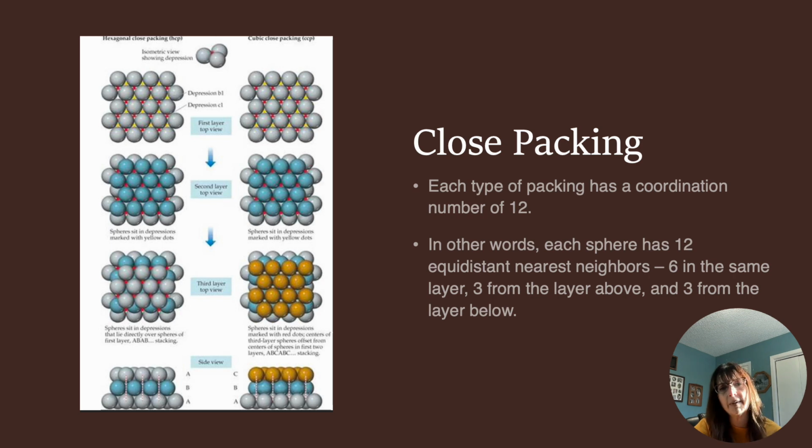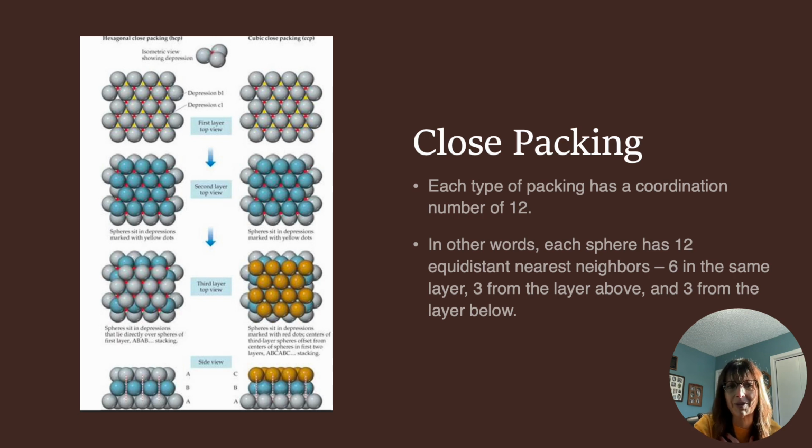To really determine and look at why solids are so unique, you have to look at something called close packing. And it's how the atoms in metals are arranged. And this is because they are very, very closely packed due to the shortage of valence electrons and the fact that the electrons are shared. Well, each type of packing has what is called a coordination number of 12. In other words, each sphere, and it's really hard to see until you go and look at a picture in the book or online, but each sphere has 12 equidistant neighbors to it. 6 in the same layer, 3 above and 3 below.